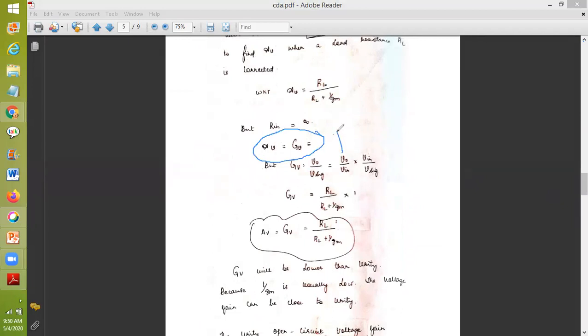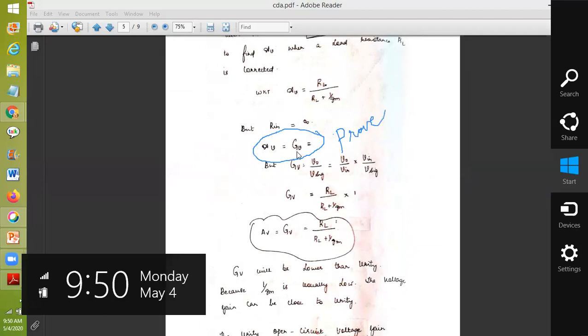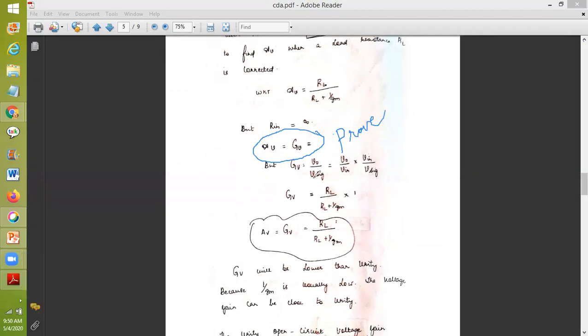We have to prove Gv is equal to Av. How to prove? We know that Gv is equal to V naught by V signal. Gv represents the overall gain.